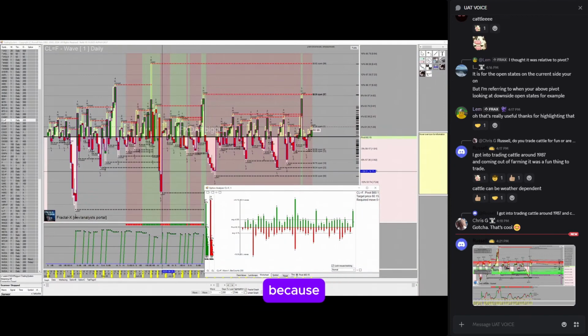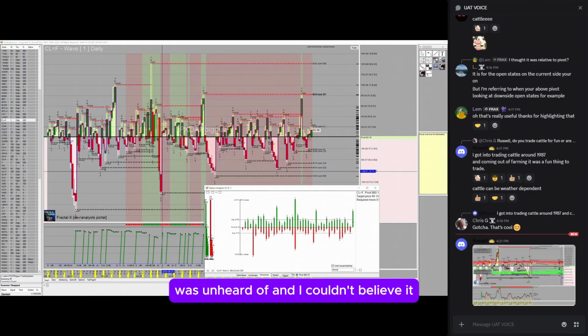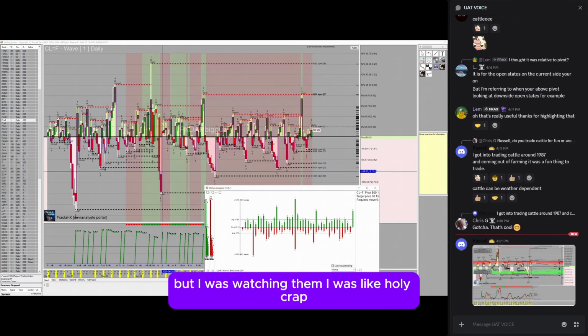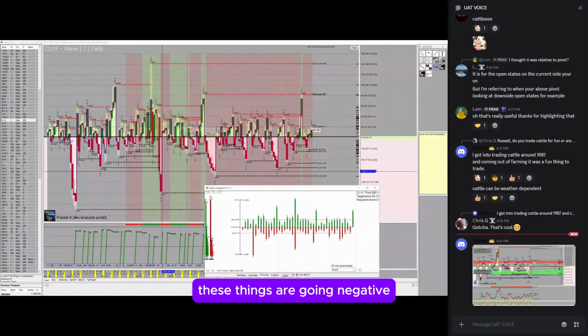It's funny because everybody's like, "Oh, big oil makes so much money." Well, during COVID, the contracts went negative. It was unheard of, and I couldn't believe it. I wasn't trading at the time, but I was watching them. I was like, "Holy crap, these things are going negative."